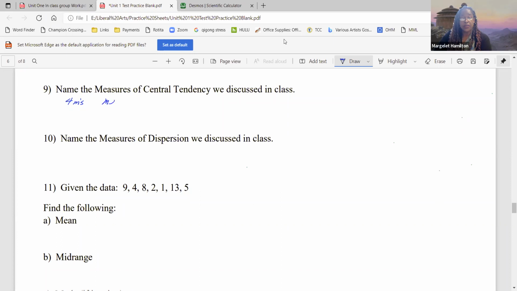The mean, the median, the mode, and the mid-range. You think about the 4 M's, you can't go wrong with it, right? What about the measures of dispersion? How many do we have?